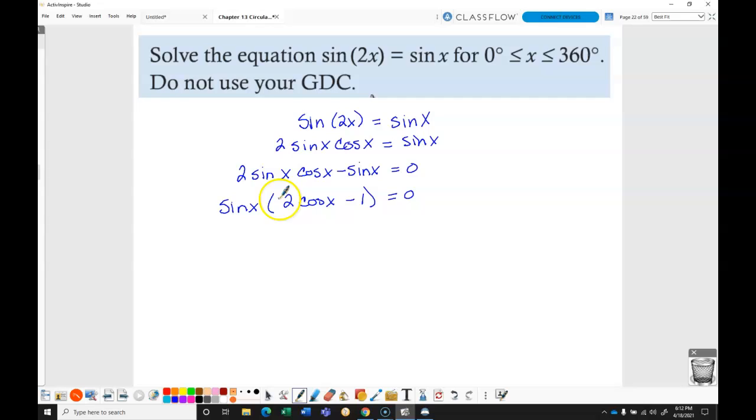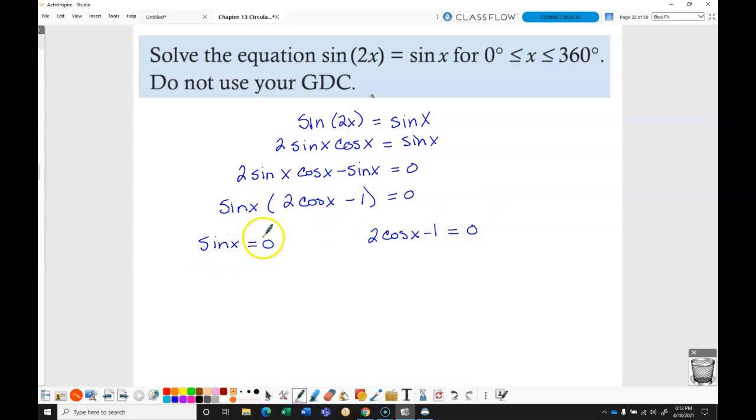Okay, so again, it's basically like a quadratic. I have 2 factors, they're equal to 0. So the zero product theorem says that one of these two things has to equal 0. So what would make the sine of x equal 0? And what would make 2 cosine x minus 1 equal 0? And we'll solve both of these.